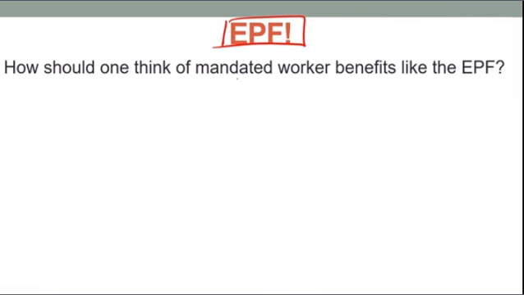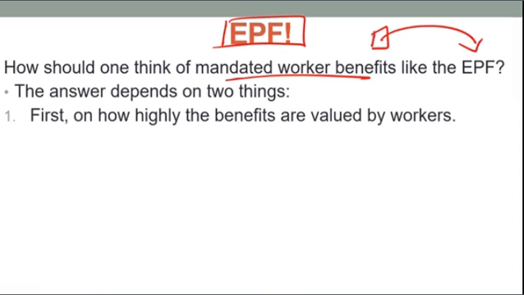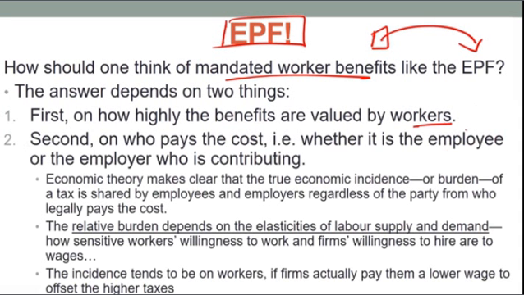So there are some mandated worker benefits, right? The employee provident fund is a mandated worker benefit. The company is supposed to pay, the worker is also supposed to pay. But effectively what is happening? Some chunk of salary is going into the EPF directly and the worker is not getting that money. So there are two things we should look at. One, does the worker actually want it? Does the worker like this EPF concept? That is one criterion. The second criterion is, who pays the cost? Is it the employee or the employer?